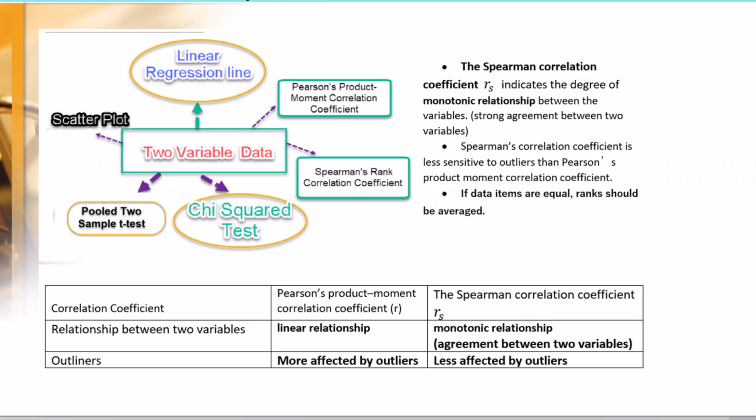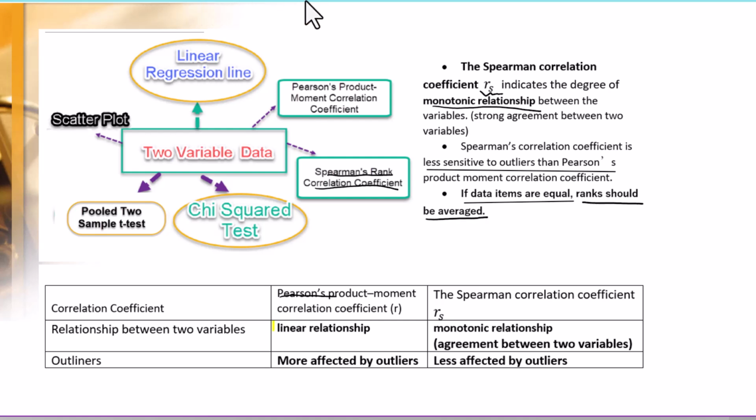This video is about practice for Spearman's rank correlation coefficient. Spearman's correlation coefficient, rS, indicates the degree of monotonic relationship between two variables. It is less sensitive to outliers than Pearson's correlation coefficient. If data items are equal, ranks should be averaged.